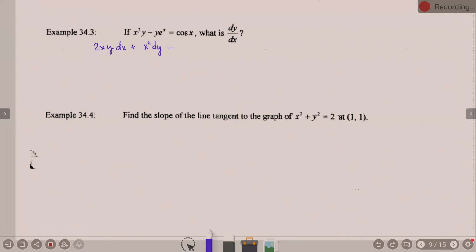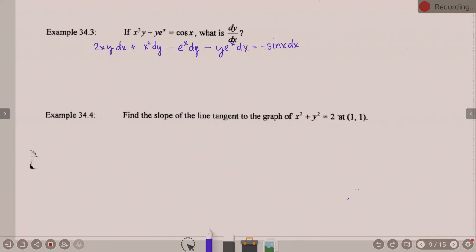minus derivative of y e to the x. Another product rule, yes? This time we're subtracting that product rule. So you either have to subtract it and put it in parentheses, or you're subtracting both terms. The derivative of y is 1 dy. So e to the x dy. Normally I'd say plus, but because it's being subtracted, I'm going to say minus. This time I'm going to keep the y. Derivative of e to the x is e to the x dx. Equals derivative of cosine x. Negative sine x dx.